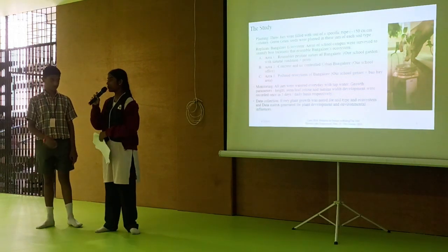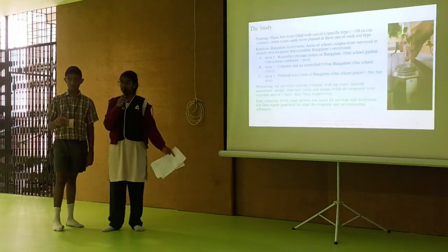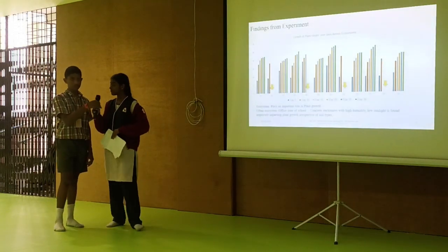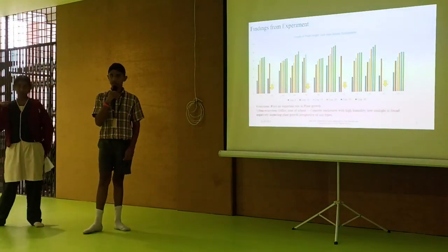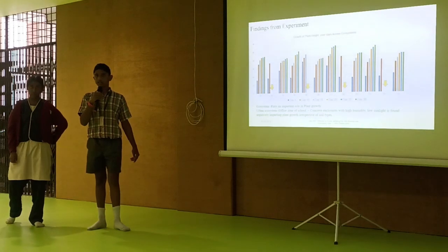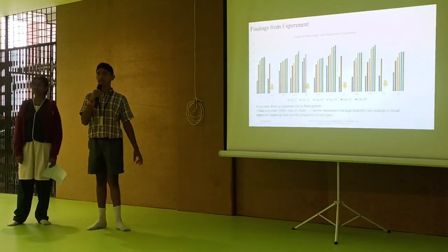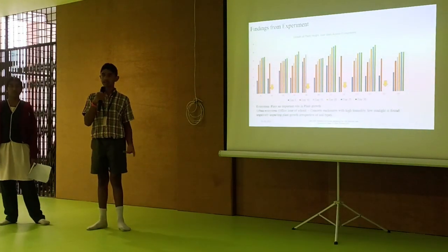Now we will be explaining our findings from this experiment. We can observe in the urban ecosystem that the growth was the worst. This is due to the high humidity and the lack of adequate sunlight. The plants could not grow.